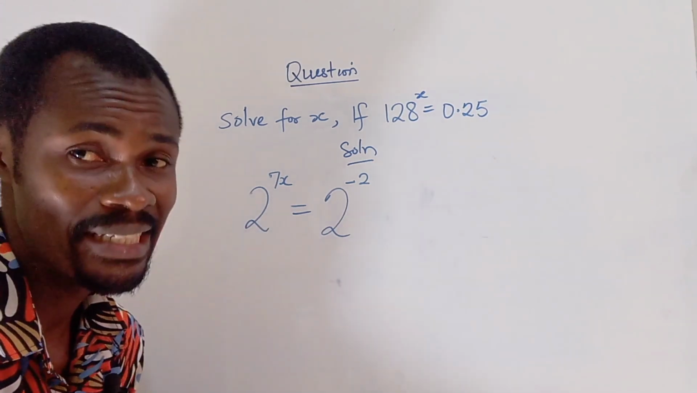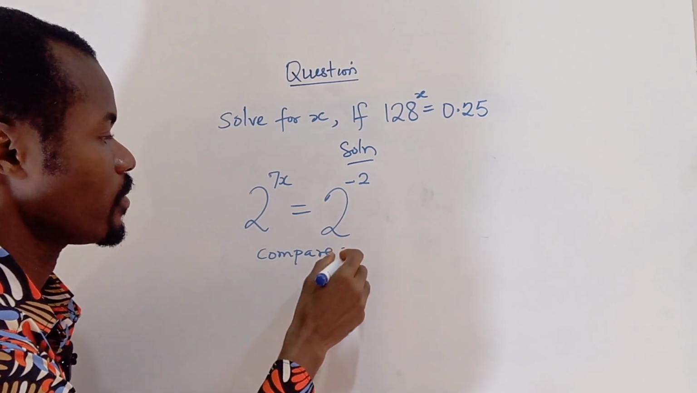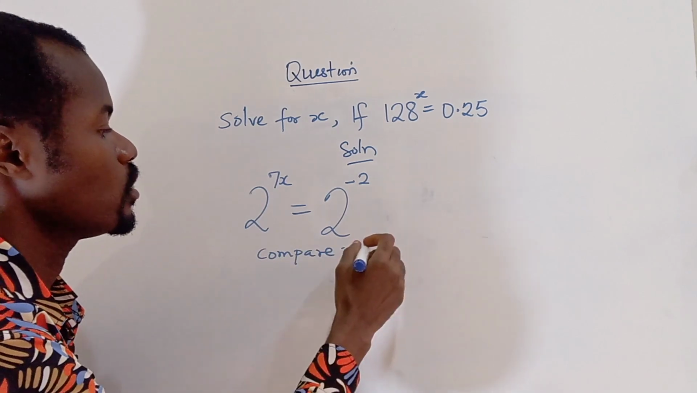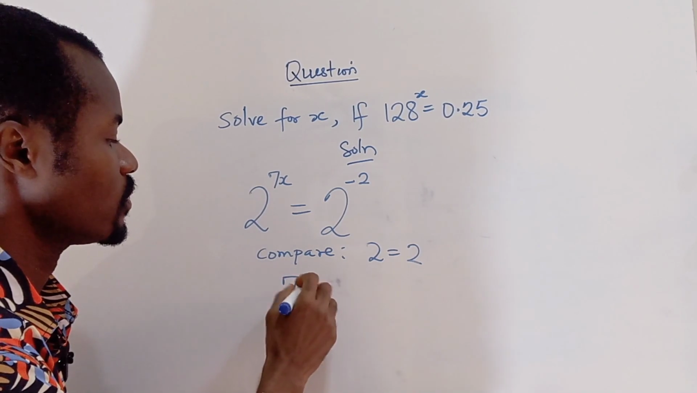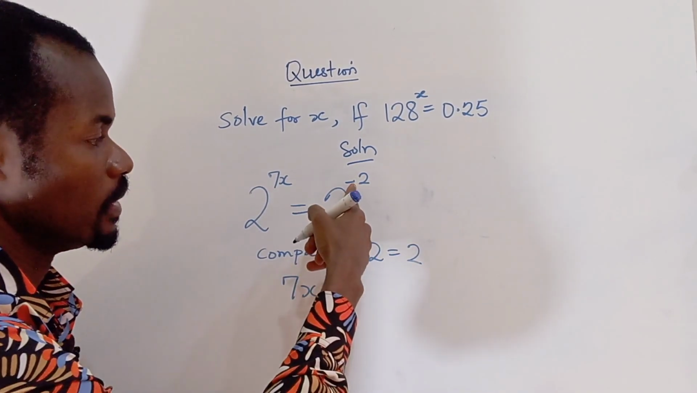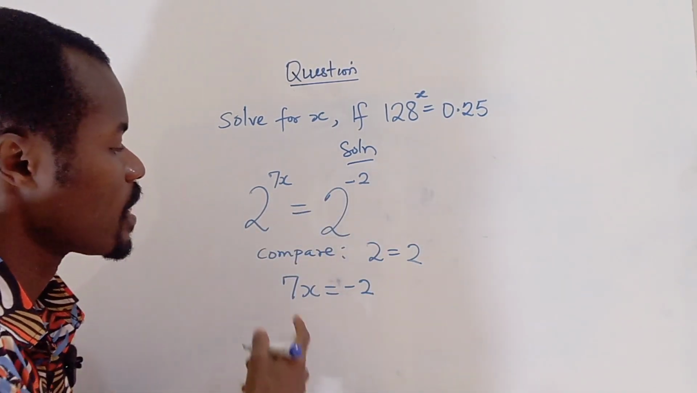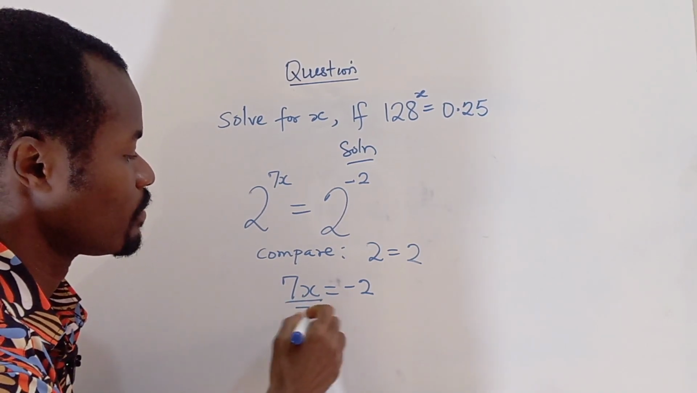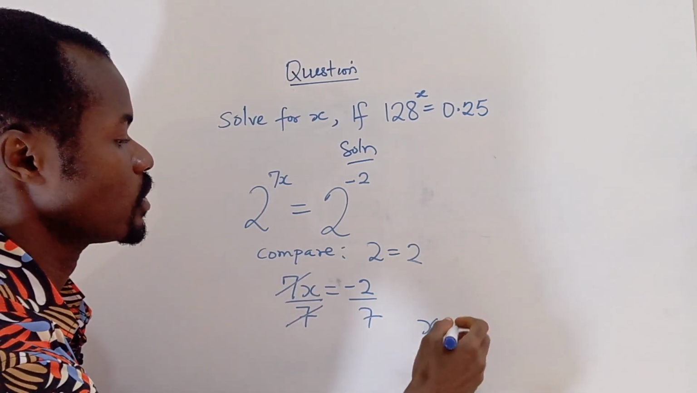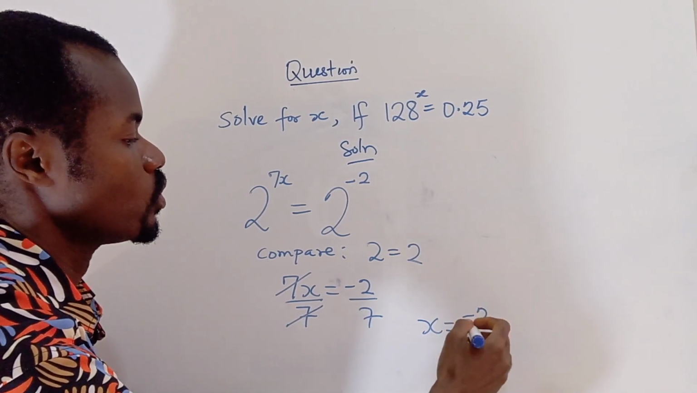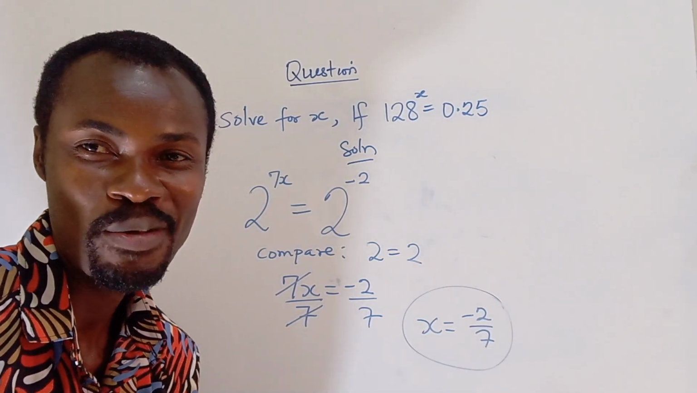Now, having solved it to this point, you can observe something: that the 2 and the 2 are of the same base. So we can compare the equation. You see that 2 is equal to 2. And it means 7x is going to be equal to minus 2. So the powers are going to be equal. Now from this, we can divide both sides by 7. These will cancel out, so we are left with x, which is equal to minus 2 over 7. So this gives us the final solution to this simple problem.